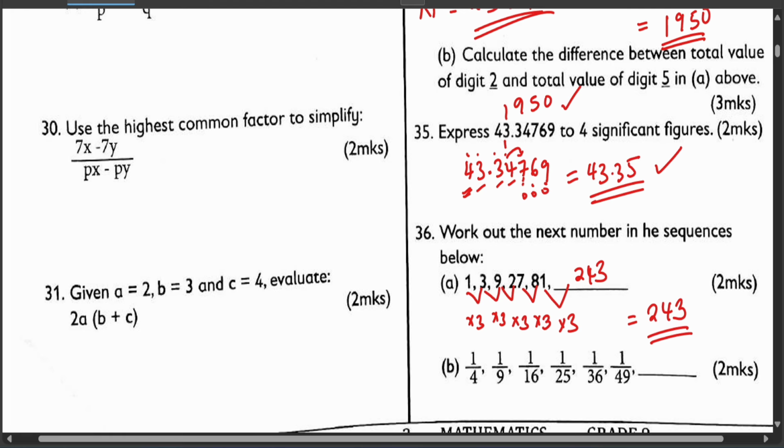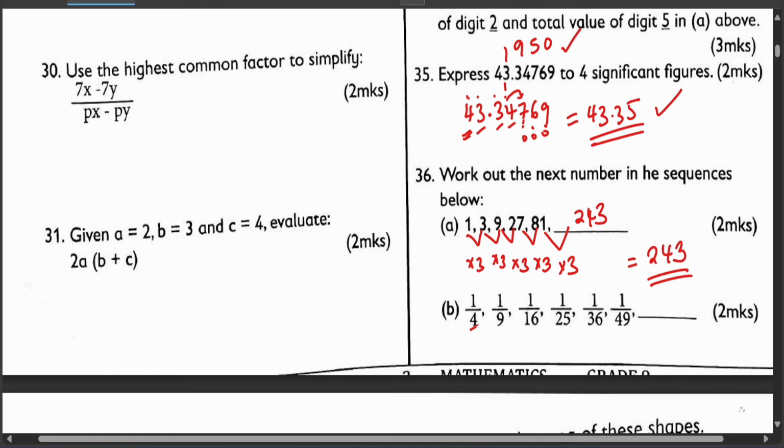For the second one, it's very easy. If you look at the denominators, 1 over 4, 1 over 9, 1 over 16, 1 over 25, 1 over 36, 1 over 49, these are square numbers. So 2 squared gives you 4, 3 squared 9, 4 squared 16, 5 squared 25, 6 squared 36, 7 squared 49. It means the next number will be 8 squared. So it's 1 over 8 squared, which is 1 over 64.